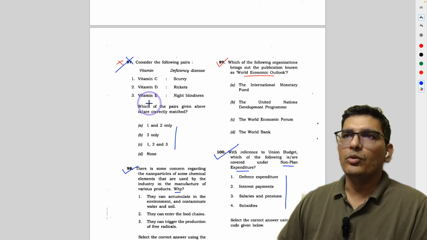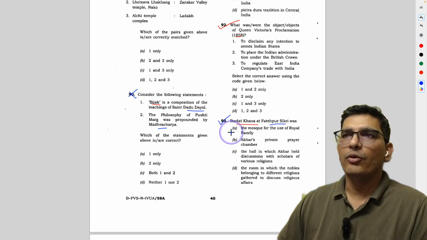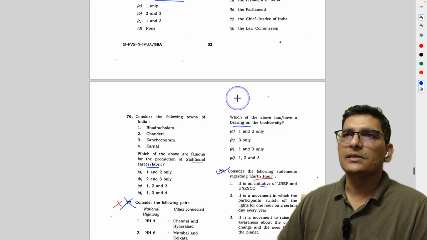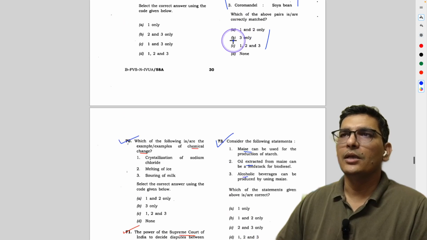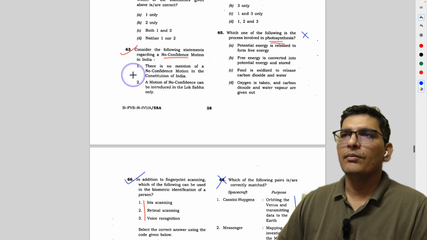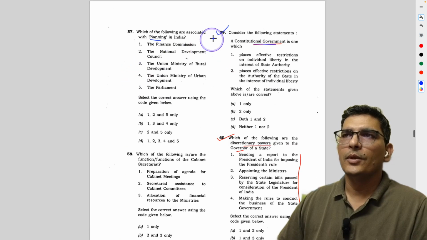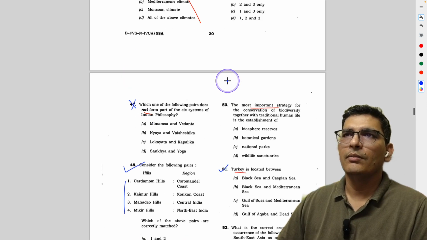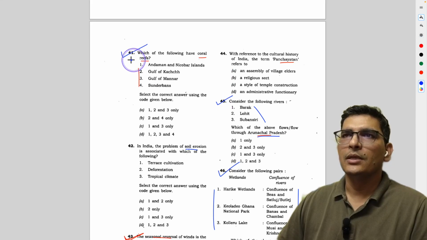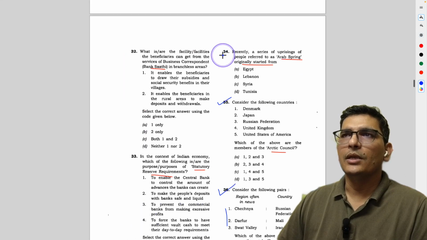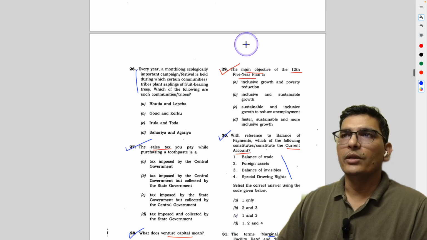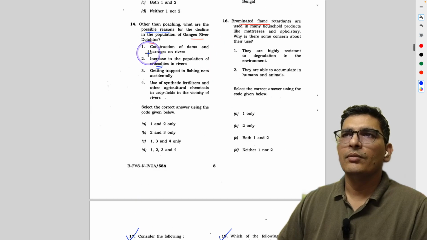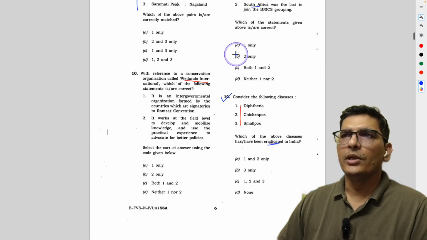So we have 1, 2, 3, 4, 5, 6, 7, 8, 9, 10, 11, 12, 13, 14, 15, 16, 17, 18, 19, 20, 21, 22, 23, 24, 25, 26, 27, 28, 29.